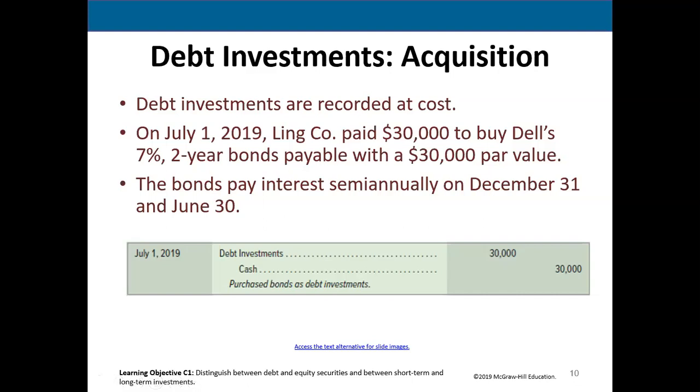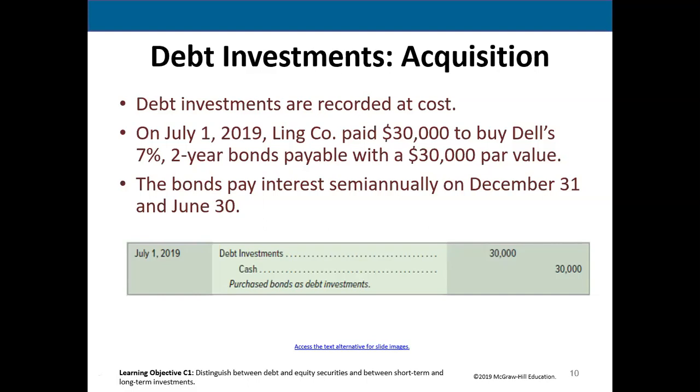So let's take a look. Let's start with an example. The company Ling Company on July 1st paid $30,000 to buy Dell's 7% 2-year bonds with a $30,000 par or principal. So in the last chapter, we were Dell selling it. Now we're the investor buying it.